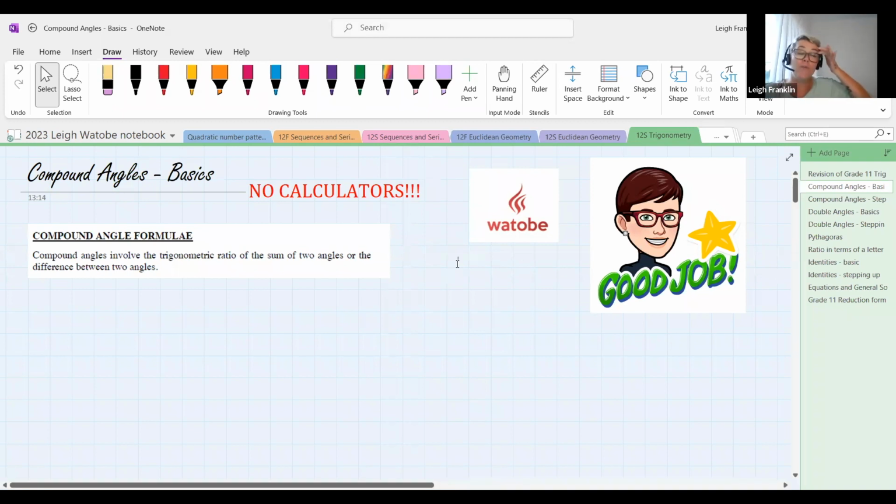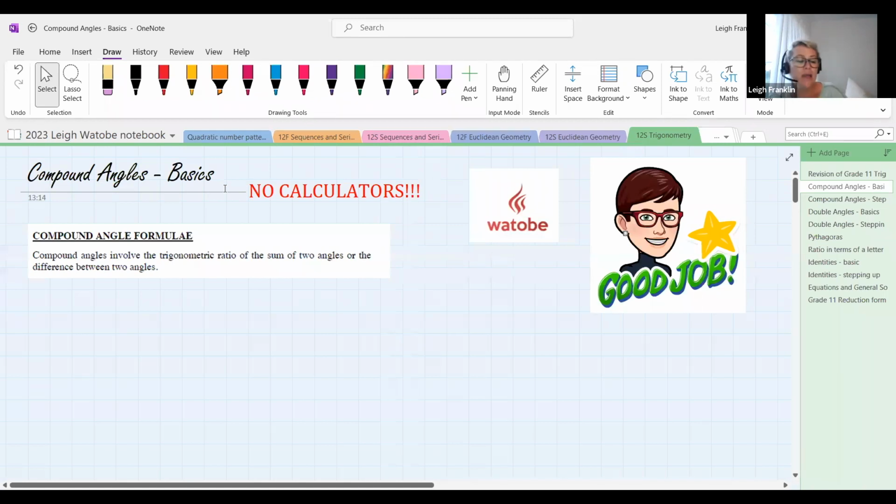We're going to talk about compound angles today. We're just doing the basics to start off with, and then we will certainly start to do some of the slightly more difficult questions. The first thing I wanted to discuss with you is what a compound angle is.